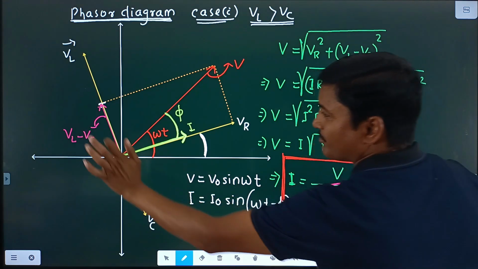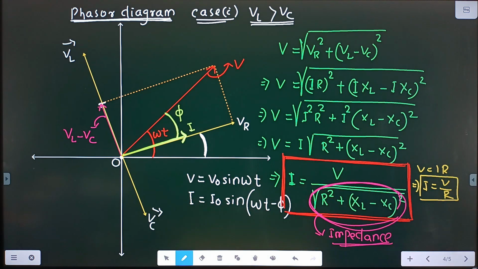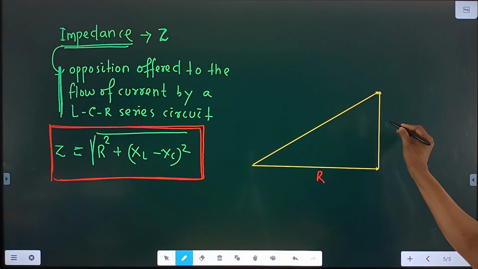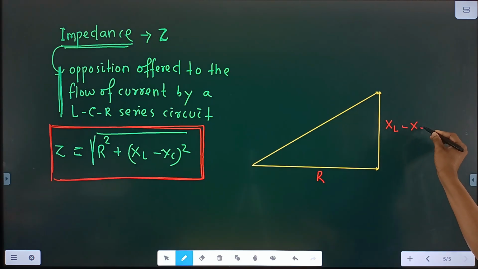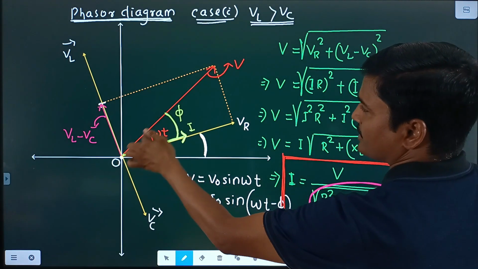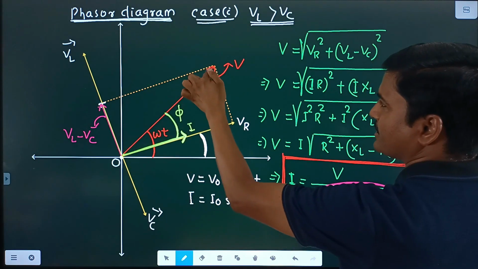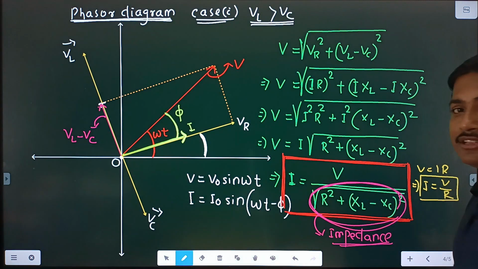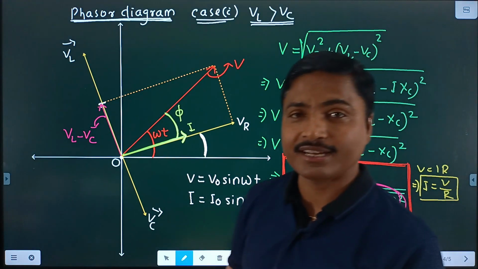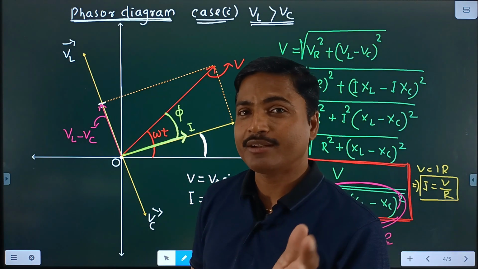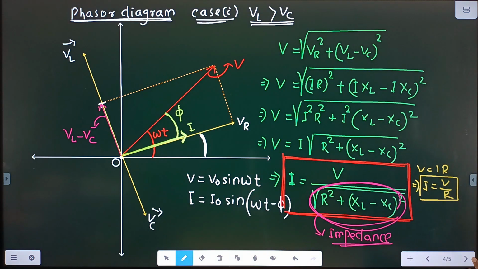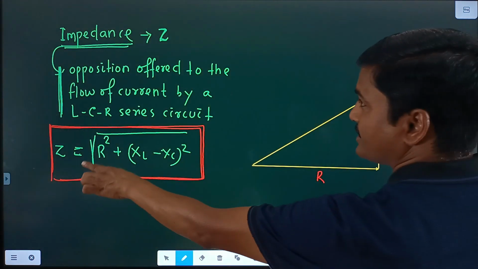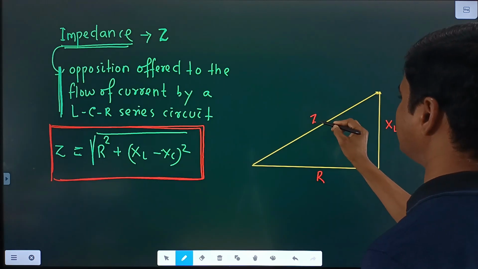Similarly, this side is VL minus VC. Here in place of VL we write XL, and in place of VC we write XC. And the third side is the resultant. Resultant means V, the applied voltage to the LCR series circuit, and for the LCR series circuit we write Z for impedance, so this one is Z.